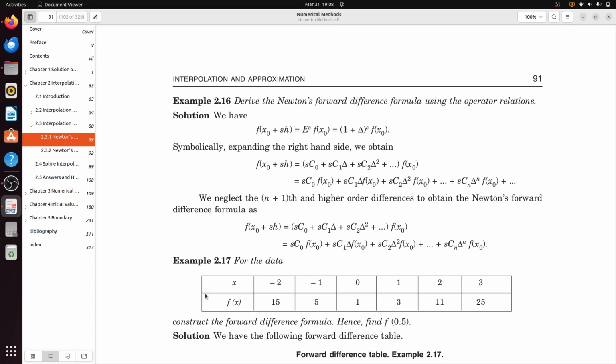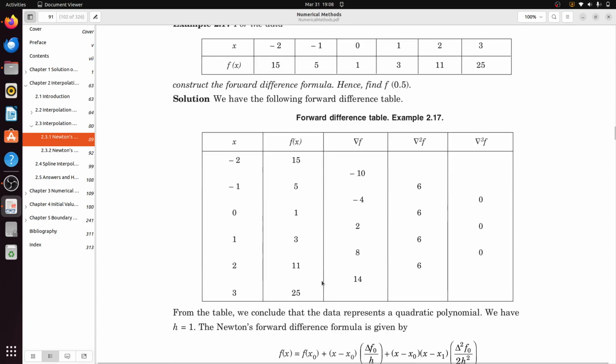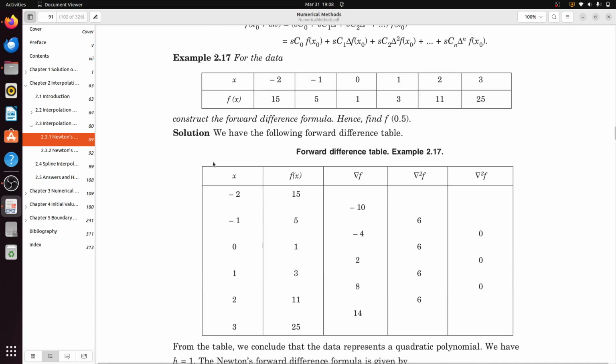So your computed value is 0.25. Yes, sir. Okay, first cross check your difference table. For minus 2, minus 1, 0, 1, 2, 3, the f(x) values are 15, 5, 1, 3, 11, 25. So 5 minus 15 is minus 10, 1 minus 5 is minus 4, 3 minus 1 is 2, 11 minus 3 is 8, 25 minus 11 is 14. Then minus 4 plus 10 is 6, 2 plus 4 is 6, 8 minus 2 is 6, 14 minus 8 is 6. So here all the terms are constant, so the next differences will be 0, 0, 0, 0, 0.